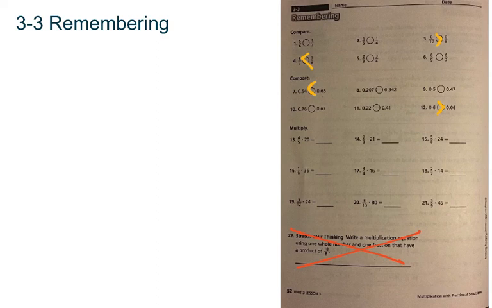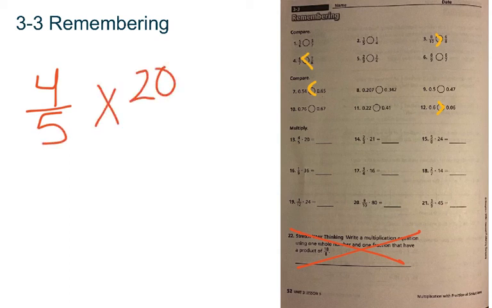Let's go ahead and complete number 13 together. Number 13, we have 4/5 times 20. And we know that in order to make 20 a whole number a fraction, we write that over 1. Then we can simply multiply straight across, or you can cross reduce. In this case, I'm going to cross reduce because I know that 5 can go into 20, so I can cross reduce here. 5 can go into 5 one time, so the 5 becomes a 1. 5 can go into 20 4 times, so the 20 becomes a 4.